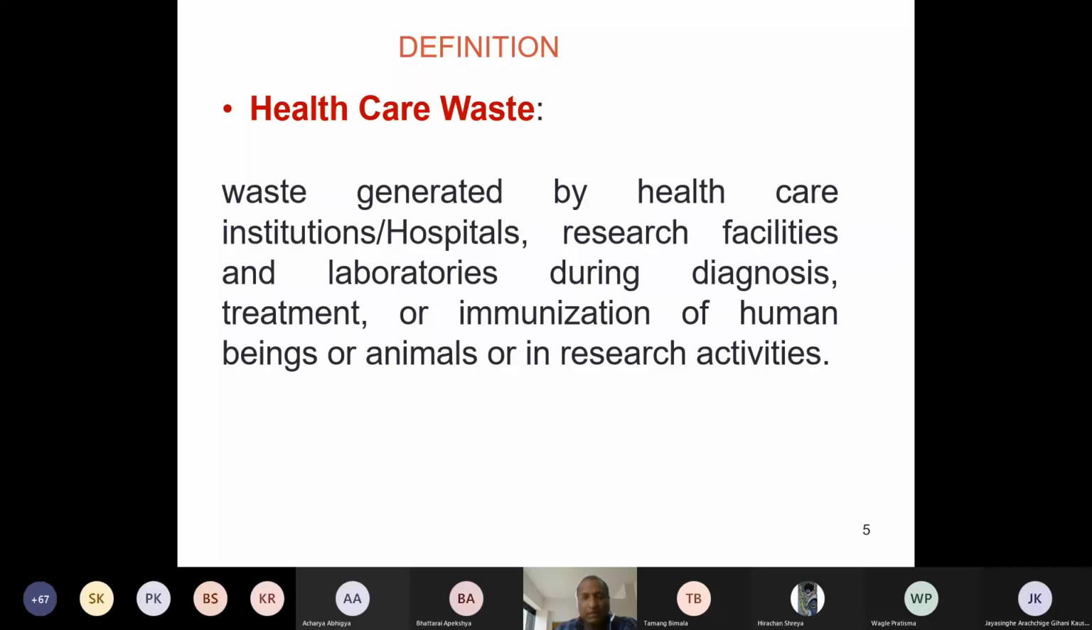From there, it may come from other wards, every ward, and if there are research facilities and laboratories, from that you can get a lot of wastage coming out. And during diagnosis, treatment, or immunizations, you will get a lot of these things I mentioned after this slide. So whatever we are getting from the hospital should be disposed. That is called healthcare waste.